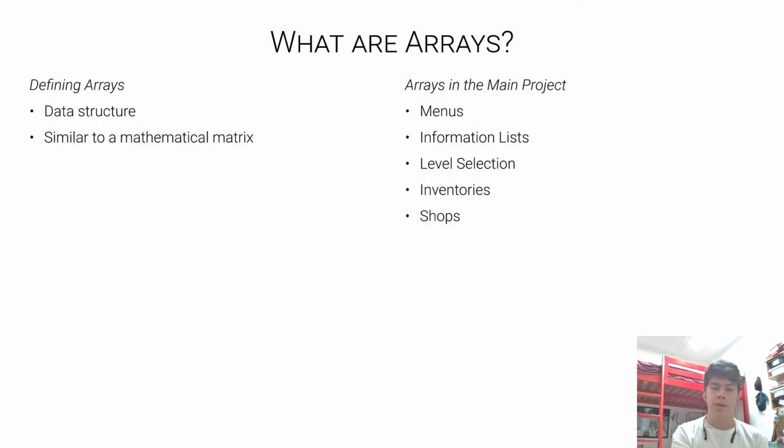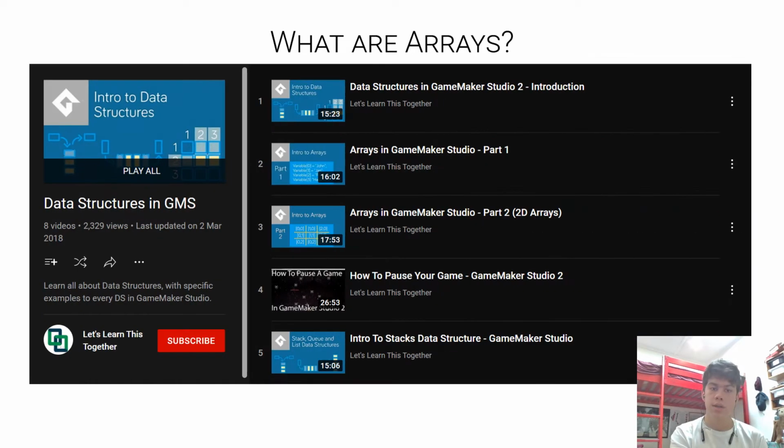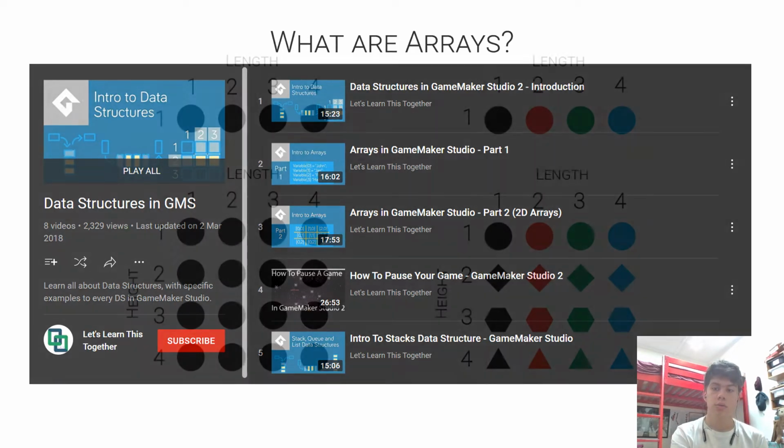Arrays are data structures similar to mathematical matrices, where a set of values is recorded in a defined order. Arrays can and will be used in the main project to develop a range of tools, including menus and information lists. This tutorial series helped me develop my understanding of arrays and other data structures in GameMaker Studio.